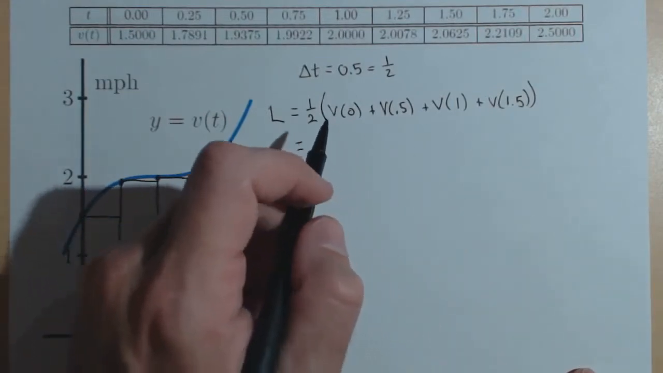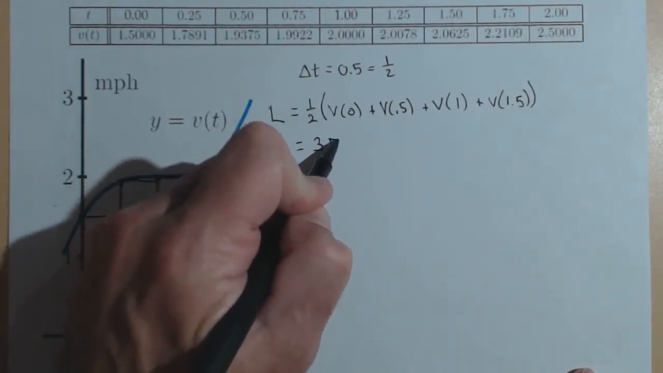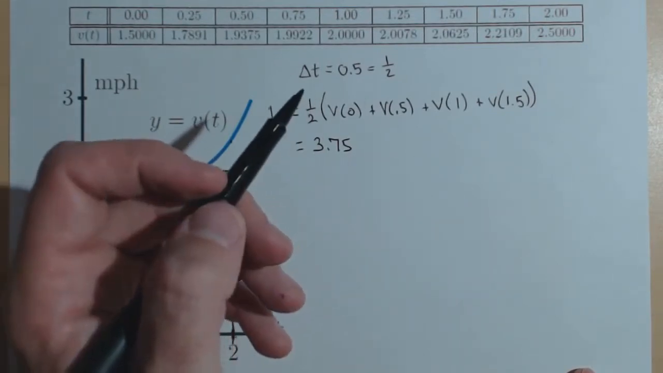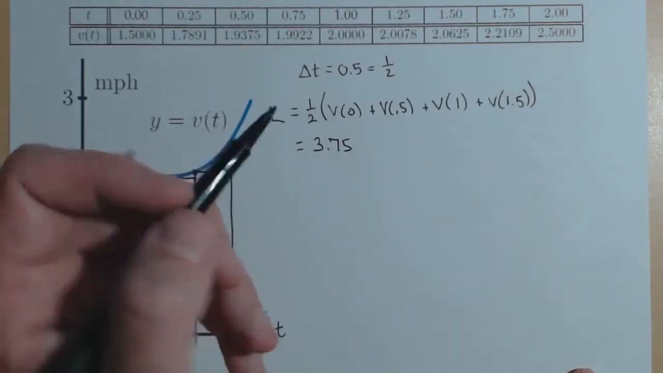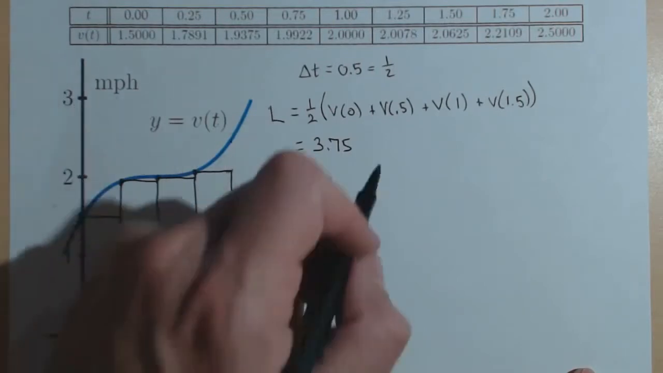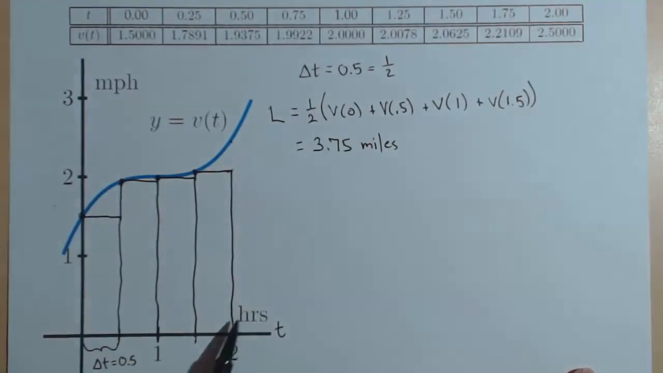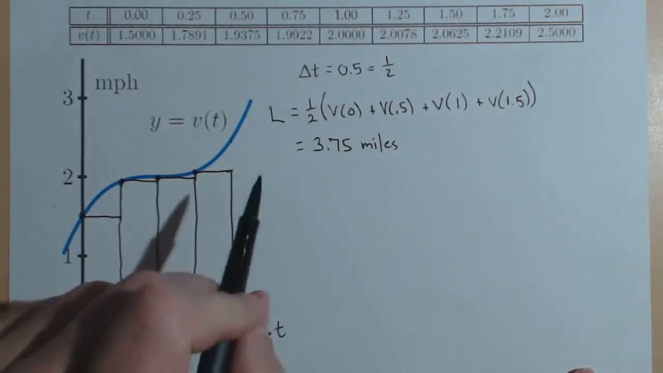If you calculate this, it comes out to be 3.75. The units on that 3.75 are whatever our distance is measured in, miles, feet. Notice we were in miles per hour, so this is 3.75 miles. I believe earlier I might have said seconds, but notice t is measured in hours. This is a half an hour, 1 hour, sorry.